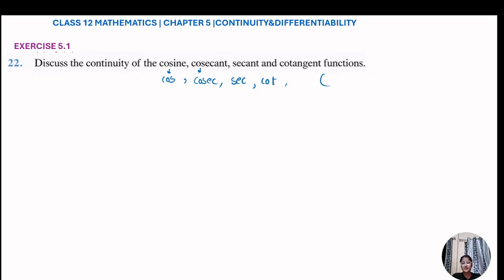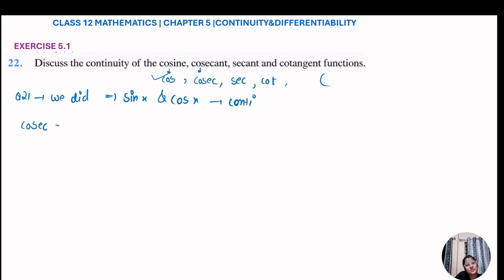Okay. Now, as you can see, earlier in question 21, what did we find? We found that sin x and cos x are continuous functions. We're going to use this only. I have already told you, when you have knowledge about your base functions of trigonometry, that are nothing but sine and cos, then you can easily find each and every other trigonometric function. So we have already done the cos part. That means my cos is a continuous function. Now let's move to cosec.